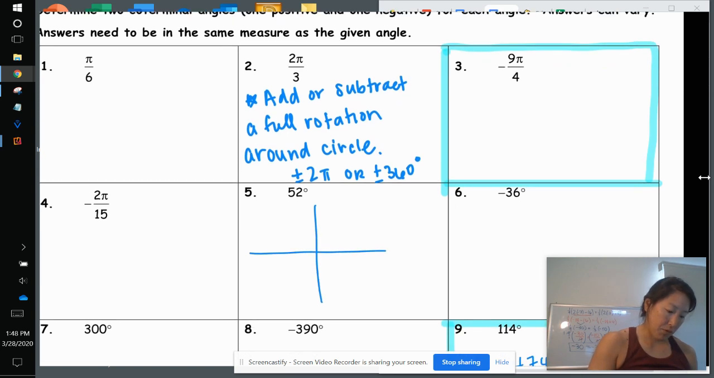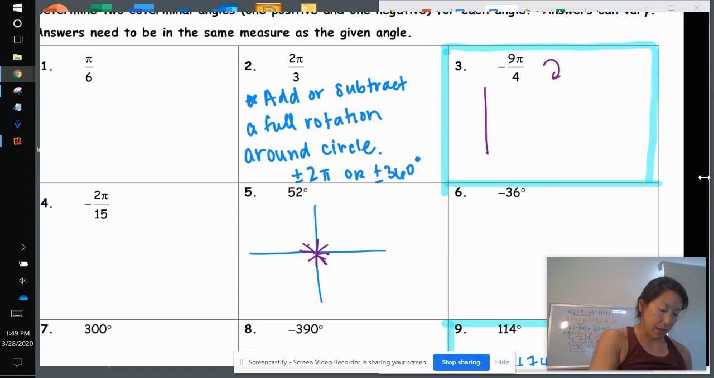Okay, so over 4 would be cutting the top up into 4. So 1, 2, 3, 4, and then the bottom into fourths. 1, 2, 3, 4. So I should have 8 chunks in total around the circle. Am I going to move in the clockwise or the counterclockwise direction? We're going to move clockwise because it's a negative angle. And I'm going to move 1, 2, 3, 4, 5, 6, 7, 8. That's a full rotation, plus one more, 9.